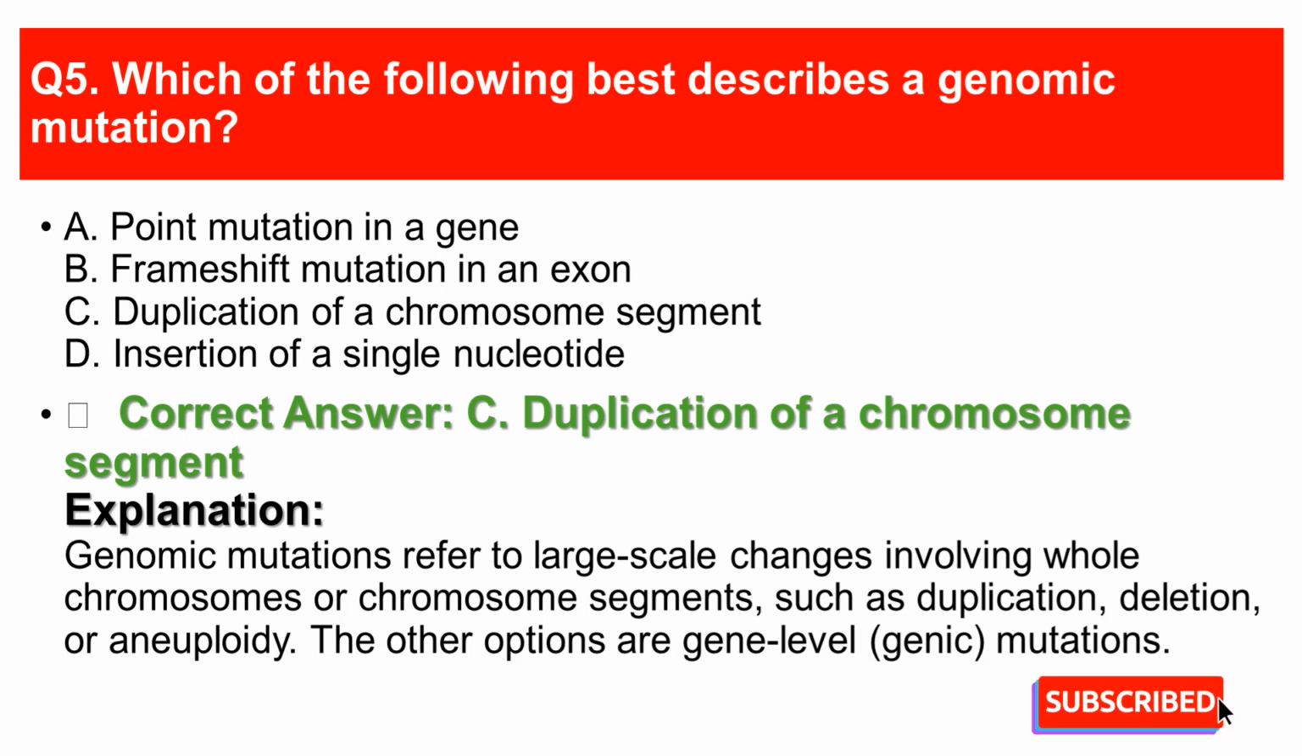Explanation: Genomic mutations refer to large-scale changes involving whole chromosomes or chromosome segments, such as duplication, deletion, or aneuploidy. The other options are gene-level, genic, mutations.